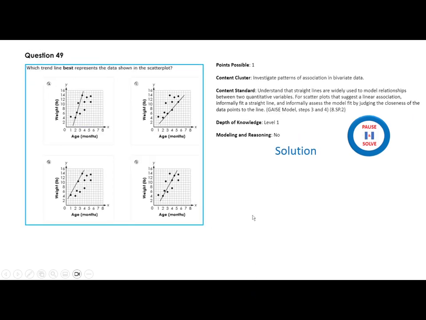This is the last question. Which trend line best represents the data shown in the scatter plot? Look at the data here. Look at this choice here. See how there are so many on this side of the line. Here, more on this side of the line. Here, more on this side of the line. All these three options are not good options. Look at this one. It's pretty much close on both sides of the line. They're distributed almost equally.